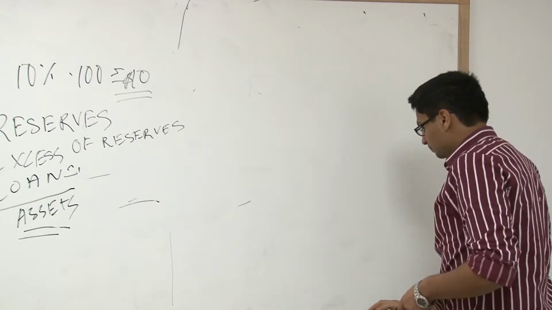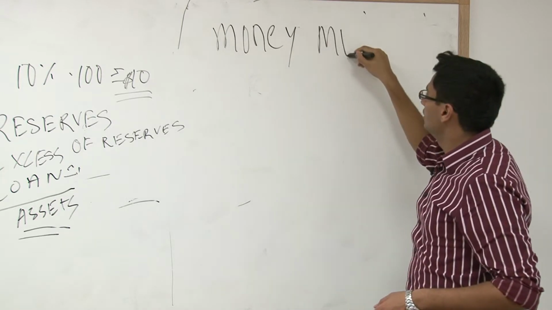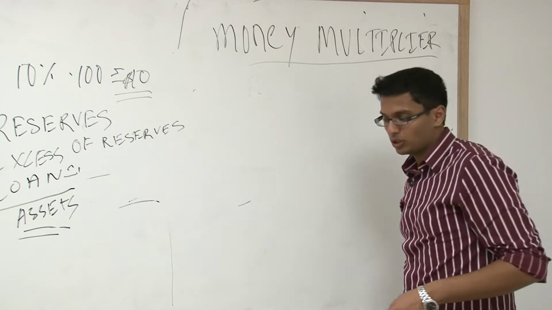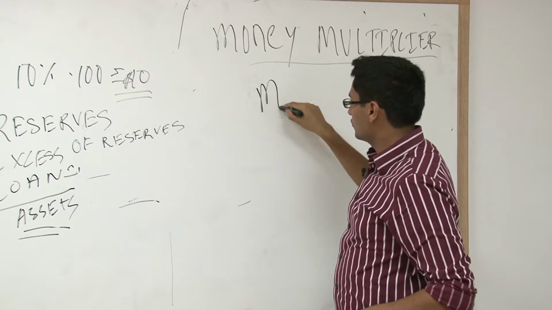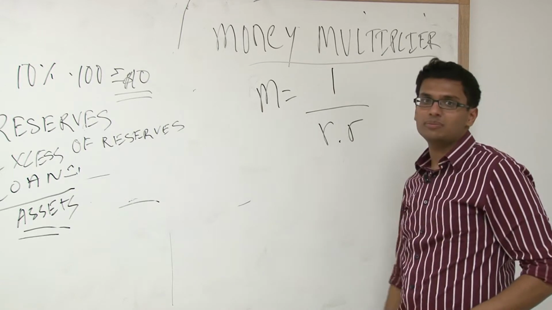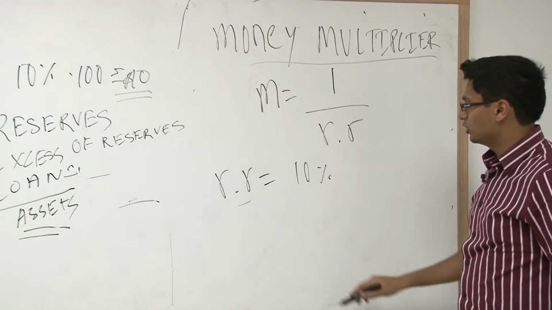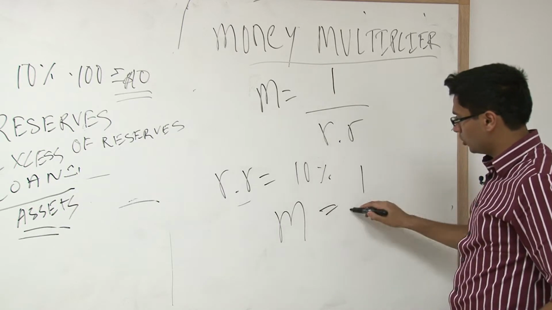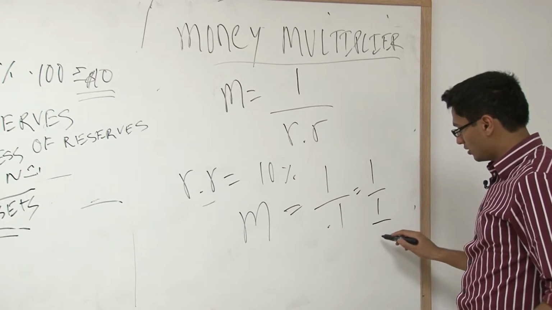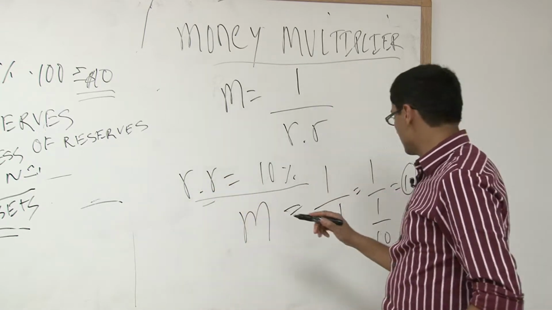So mathematically speaking, the money multiplier is as follows. The money multiplier states that M, which stands for money multiplier, is equal to 1 over the reserve ratio. What does that mean? So let's say for our argument's sake, the reserve ratio is 10%. So the money multiplier is equivalent to 1 over 0.1, which is 10%. That is equal to 1 over 10, which is equal to 10. So if my reserve ratio is 10%, my money multiplier is 10.